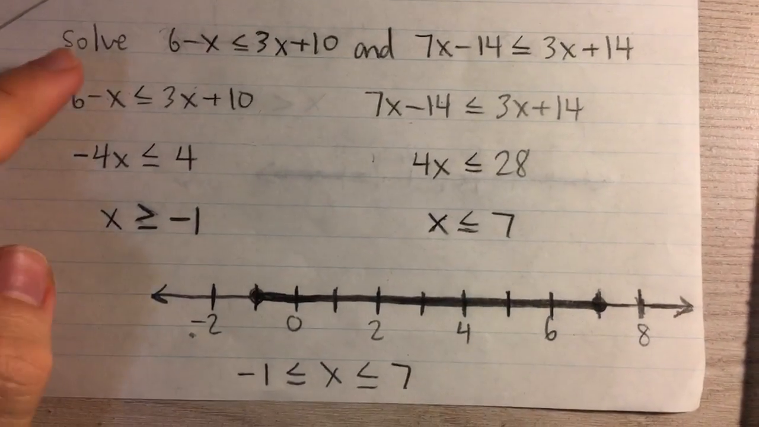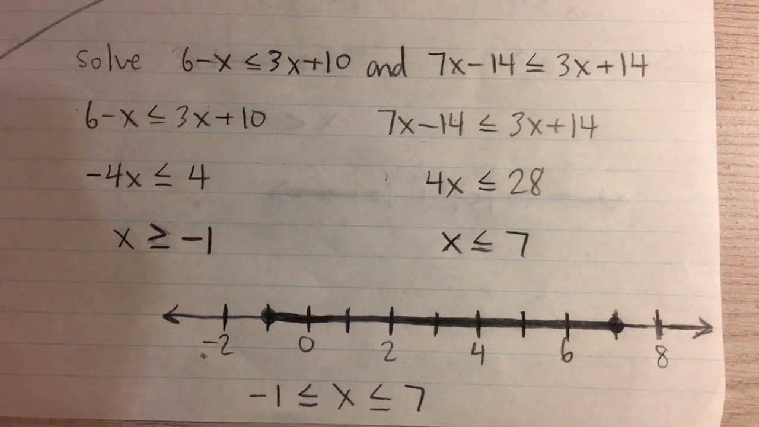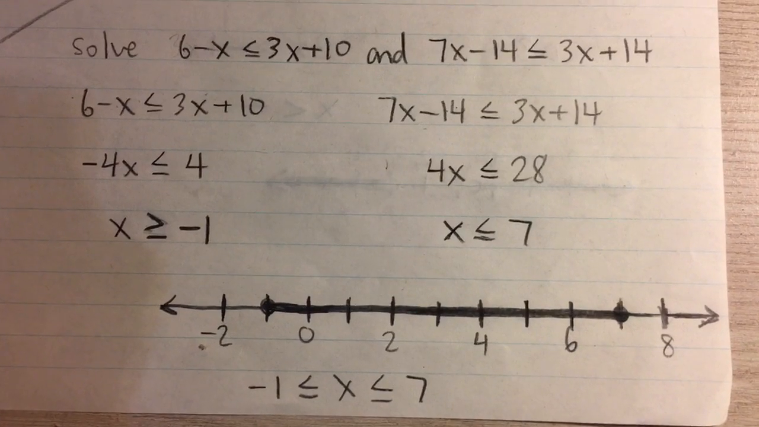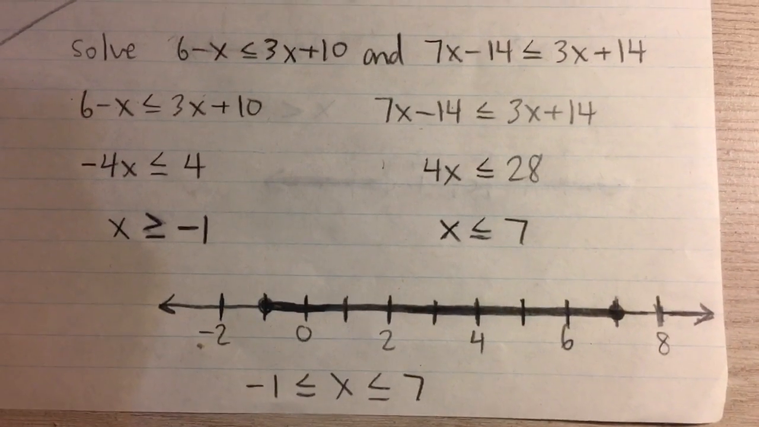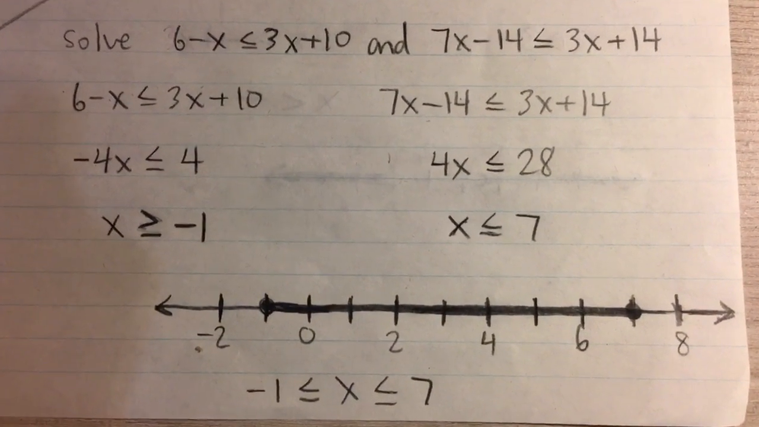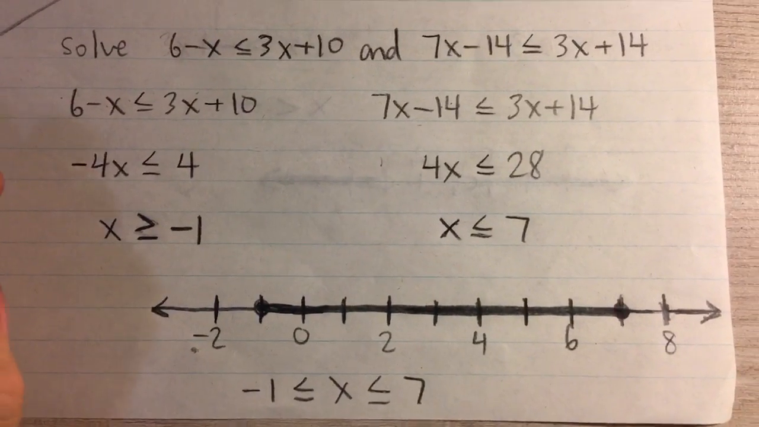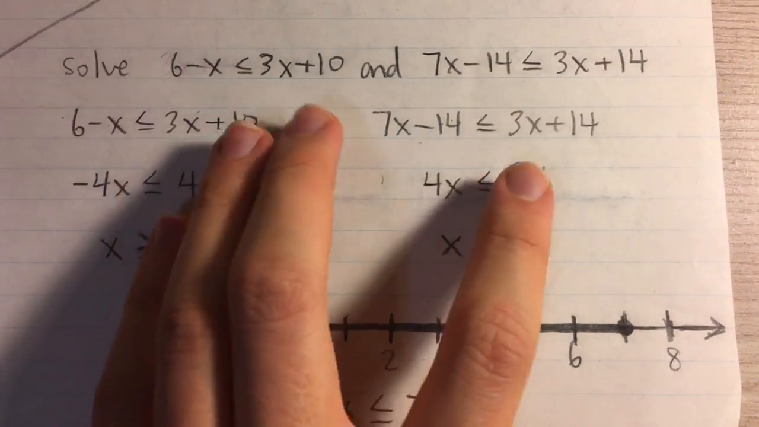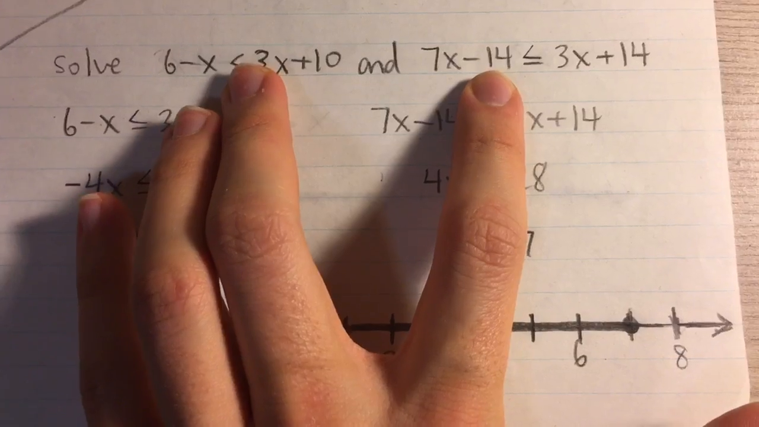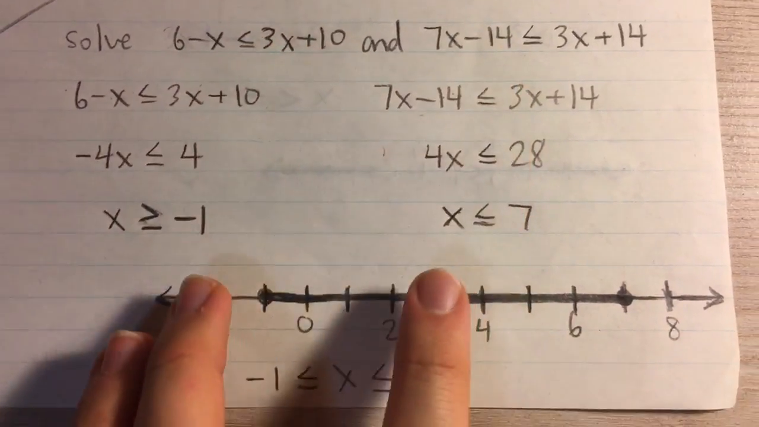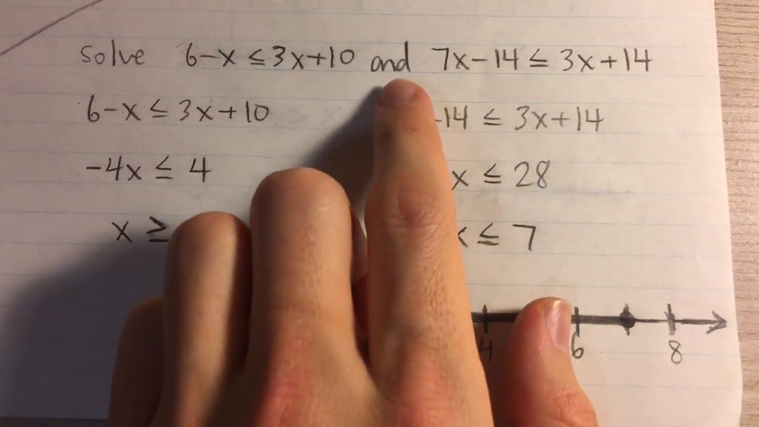We have to solve this inequality here. 6 minus x is less than or equal to 3x plus 10, and 7x minus 14 is less than or equal to 3x plus 14. And so what we can actually do here is just solve each individual inequality first. Then when we get our answers, we're going to combine them.